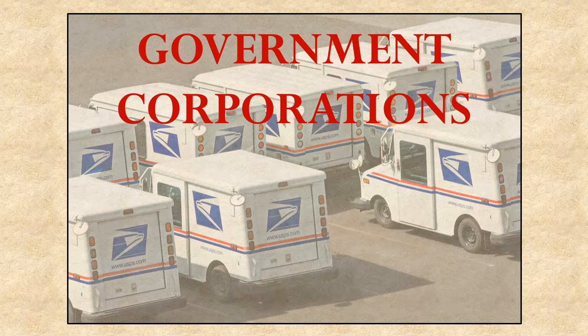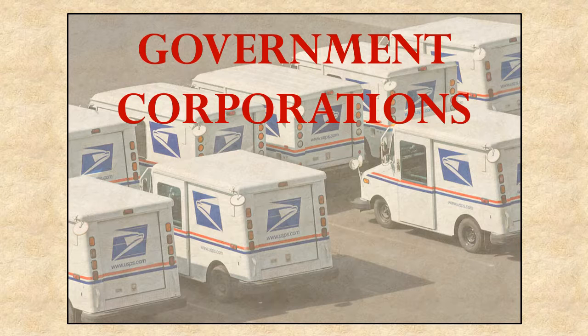The final element can be seen in this photo of vans for the United States Postal Service. The fourth element is government corporations. Businesses that are owned by the U.S. government, like the United States Postal Service. These are things that are supposed to be turning profits like any other business.